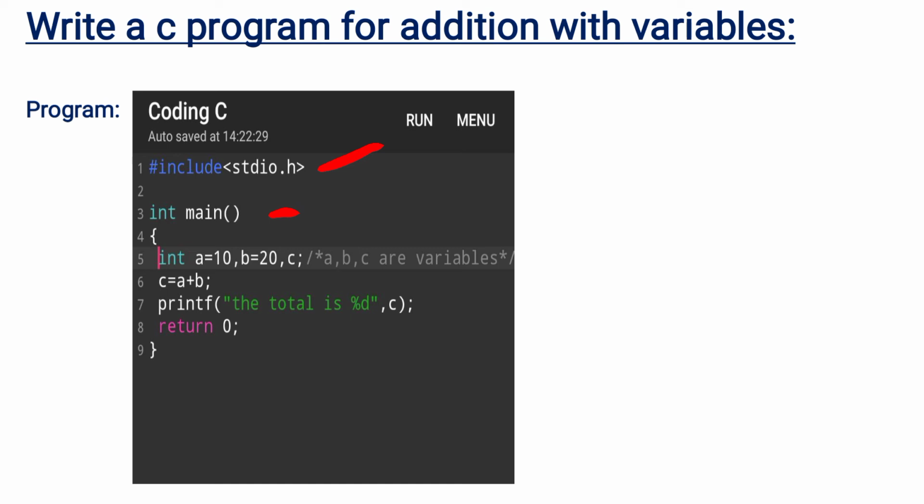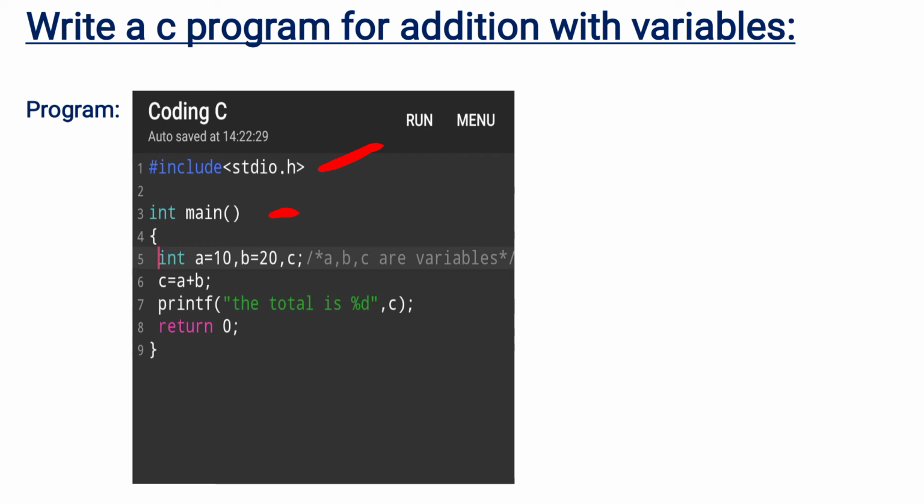Okay, in the next line, c equals a plus b. Here we are performing the addition operation on the variables a and b. The result will be stored in the variable c. In the next line, we are going to print the value of c, that is, printf, the total is %d. Here %d is the format specifier for integer. In the place of %d, the value will be displayed. The value is inside the variable c. So this is the program.